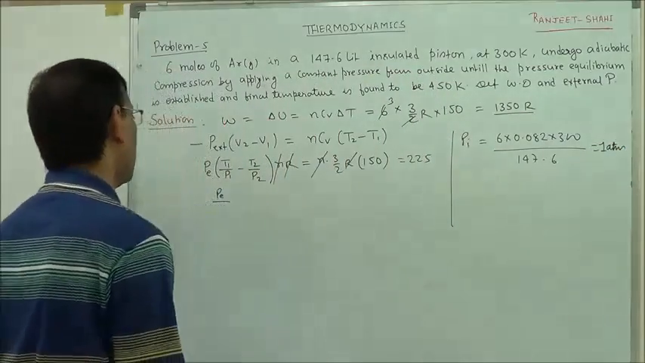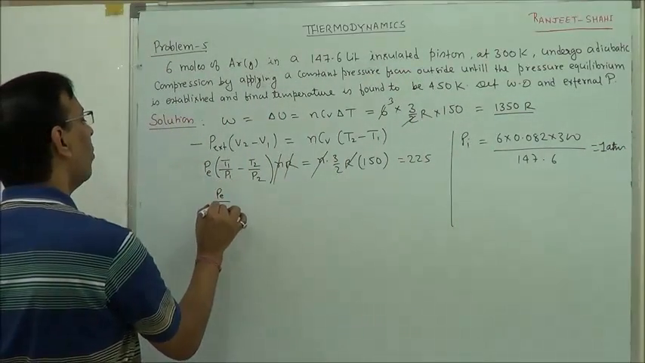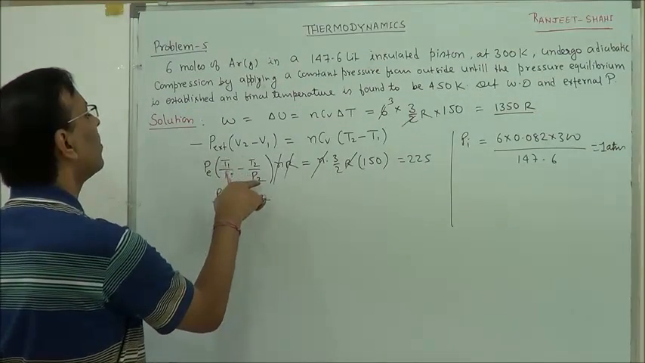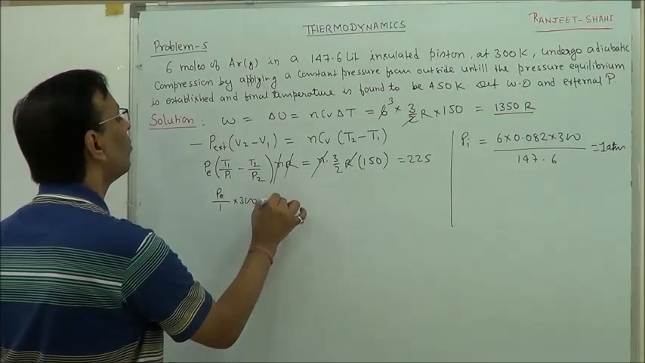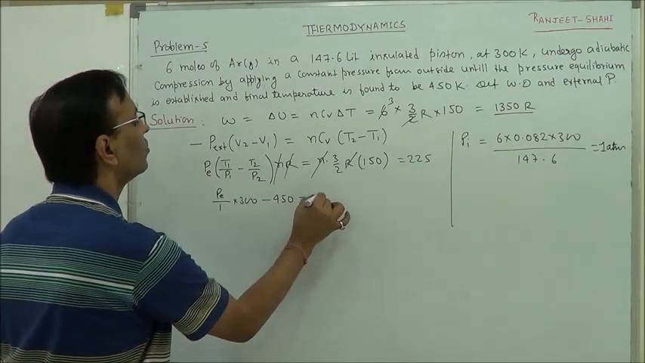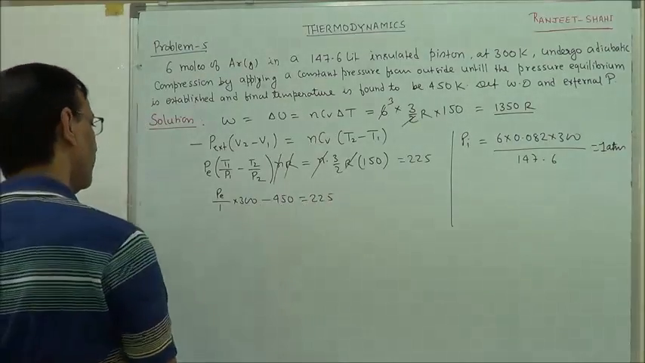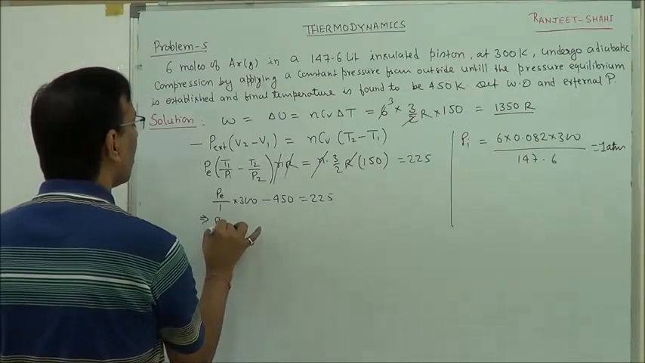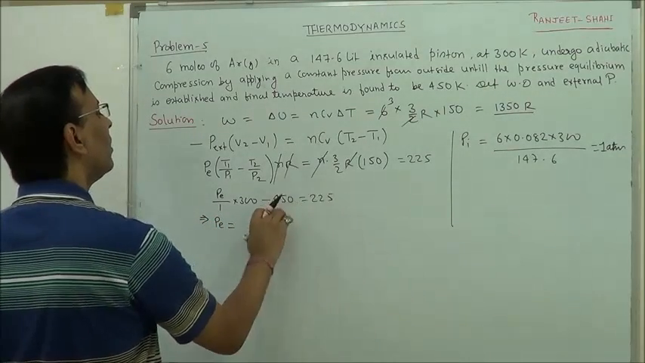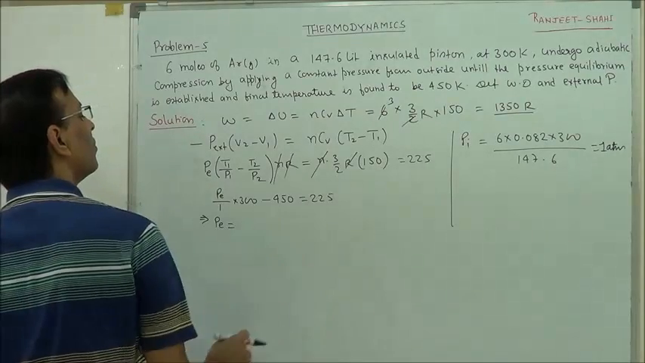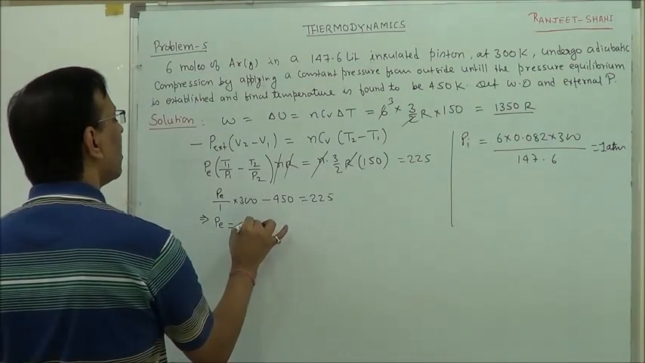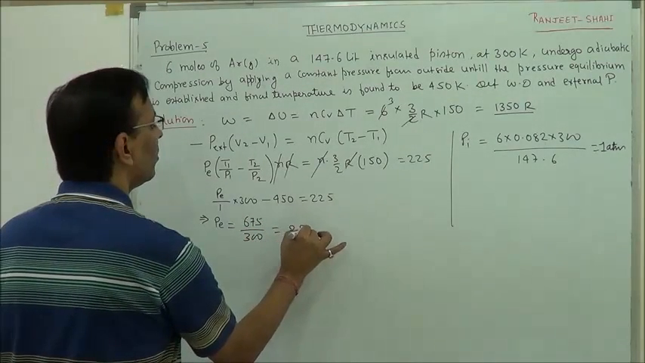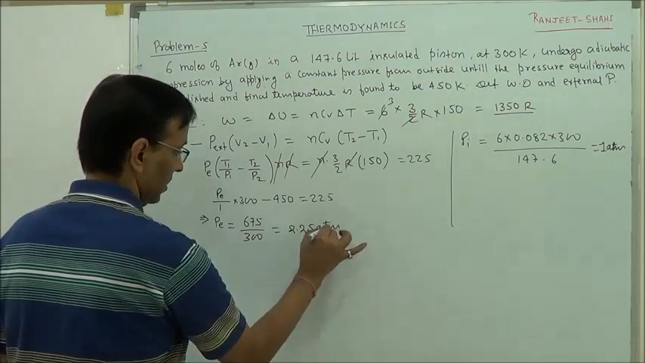So P external by P1, 1 into T1 300, minus P external by P2, 1 into T2 450, is equal to 225. So P external will be 450, right side, plus 225, that is 675 upon 300. It is 2.25 atmosphere.